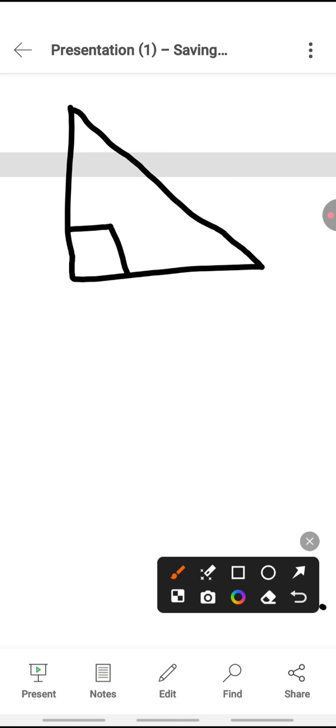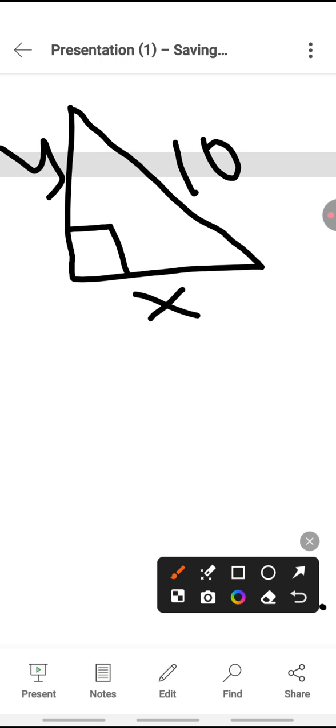Let's make this side 10, this side x, and then this side y. So we are going to find the variables. Now let's say the angle is 20. So let's find sine 20. We want to find the value of y. Since y is at the opposite side of the angle, we are going to apply sine, because sine is associated with the opposite.